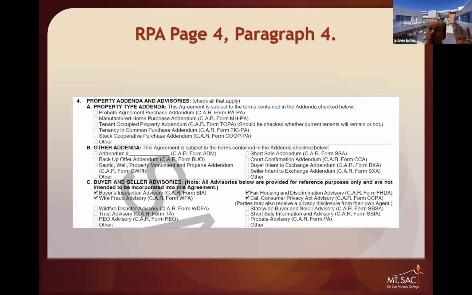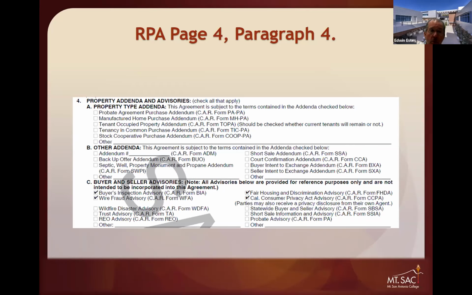Okay, so remember we're talking about adding addenda, changing things, that sort of thing. Okay, so paragraph 4A, any other addenda? All right, so we can put those here. If you're writing that offer and you know the seller needs a certain amount of time to find a new place, you can add that to B, other addenda. Okay, just check that box and add that form.